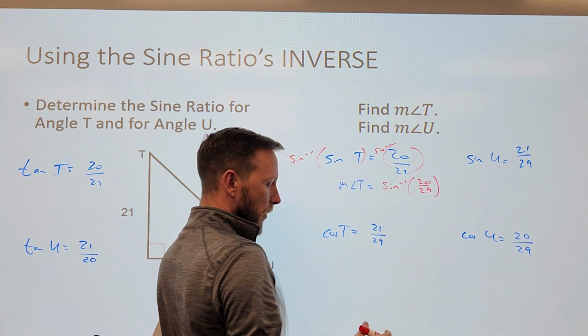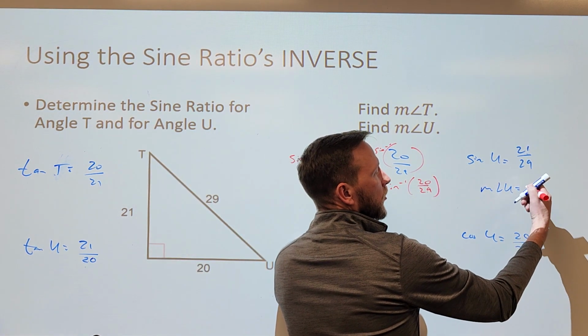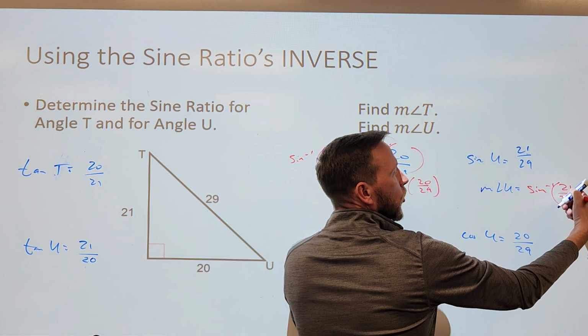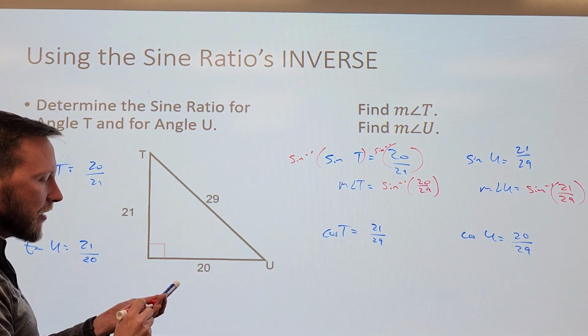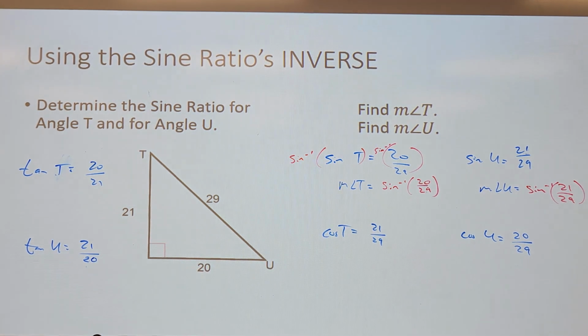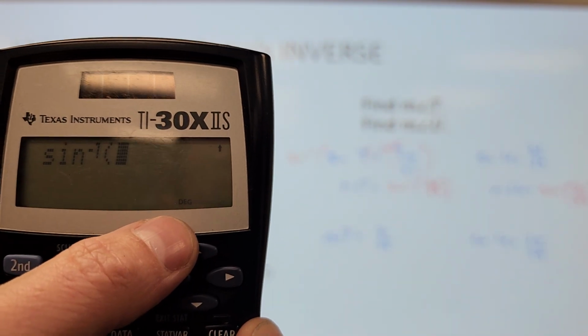20 over 29. And likewise, the measure for angle U is going to be found by taking the inverse sine of 21 over 29. All right? So we are going to use these inverse operators in our calculators to find the approximated measure of these angles. So again, we want to make sure that our calculator is in degrees mode, which it is. It says DEG right there above my thumb.